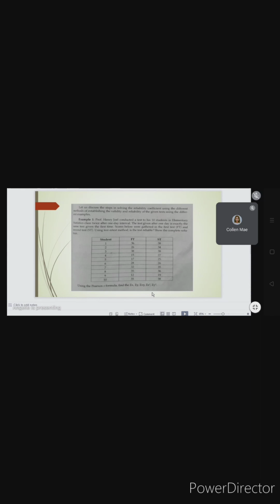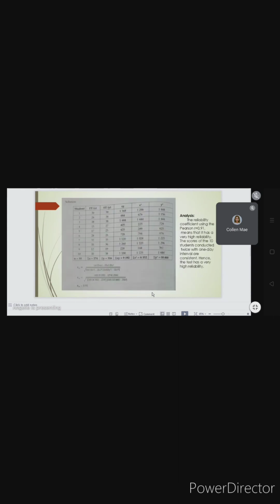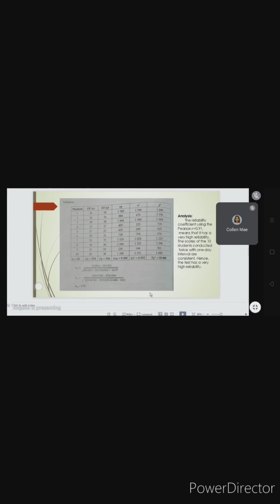So, using the Pearson r formula, find the summation of x, summation of y, summation of xy, summation of x squared, and summation of y squared. Next slide, please. So, we have here the solution. Our n here is 10. The FT is our x, so we copy the 36, 26, and so on. Then our ST here is 38, 34, 38, and so on.